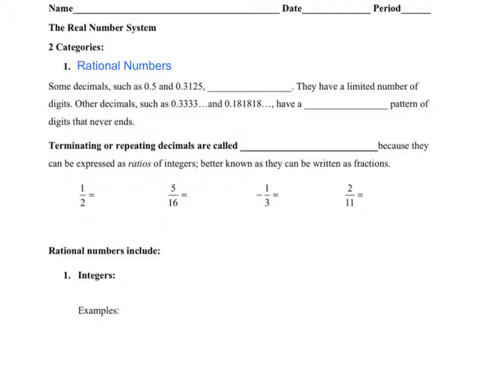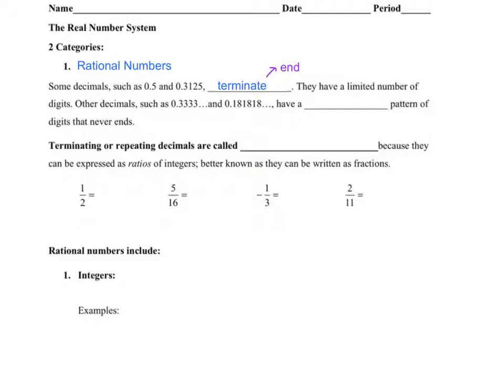Some decimals, such as 0.5 and 0.3125, terminate. And what does terminate mean? It means they end. So when a decimal terminates, it ends. They have a limited number of digits.